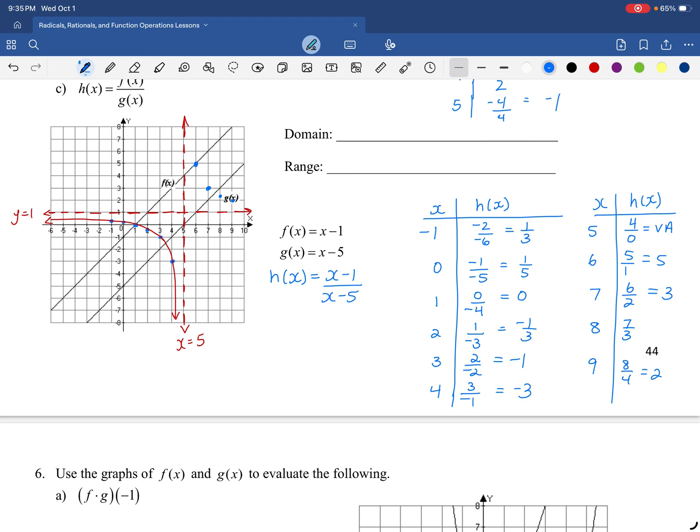So then again, this is going to come down like this, going through these points, just like that. And this is the graph of h of x. Perfect. Okay, now what is the domain of this graph?